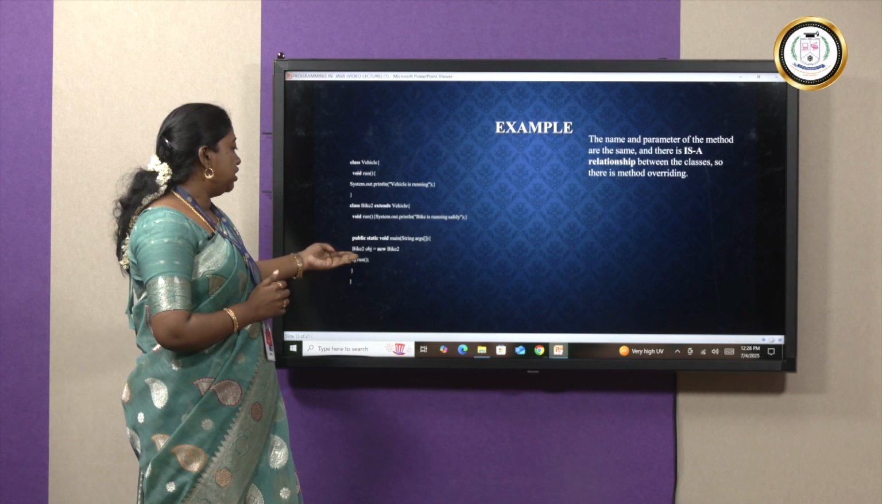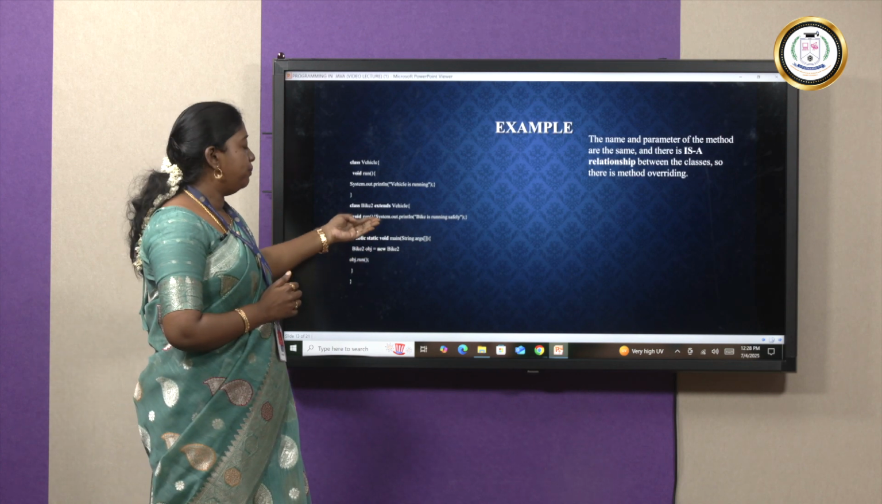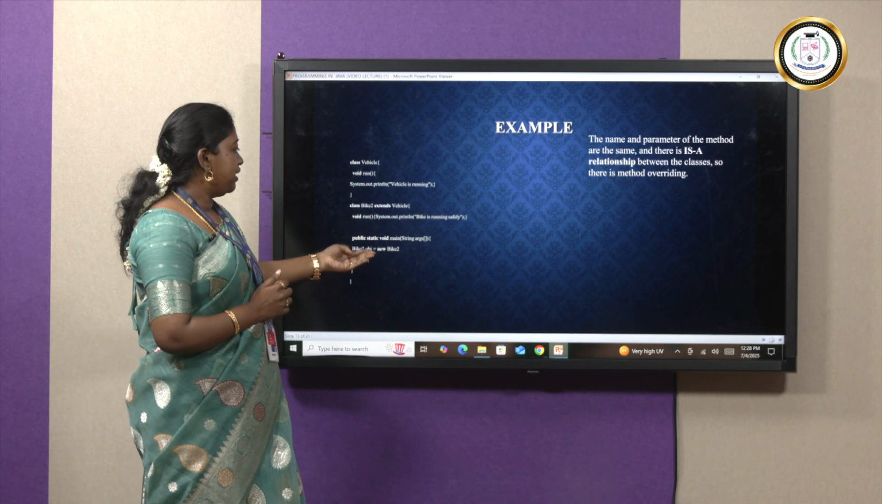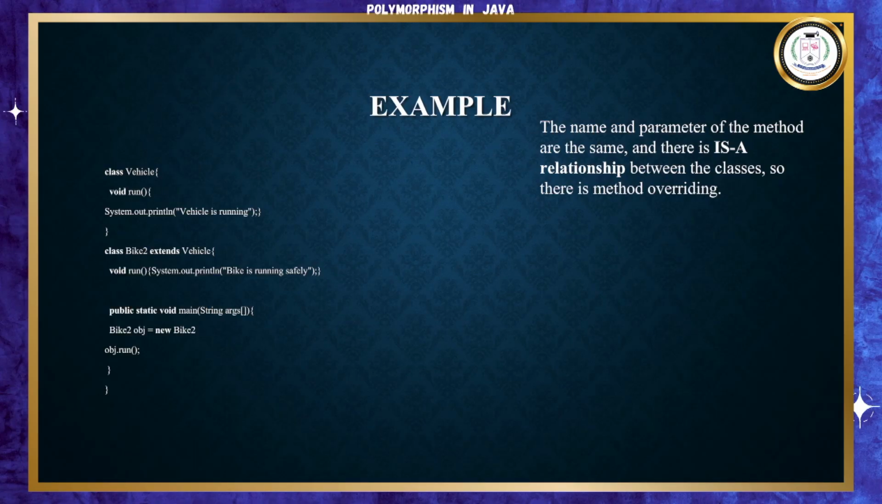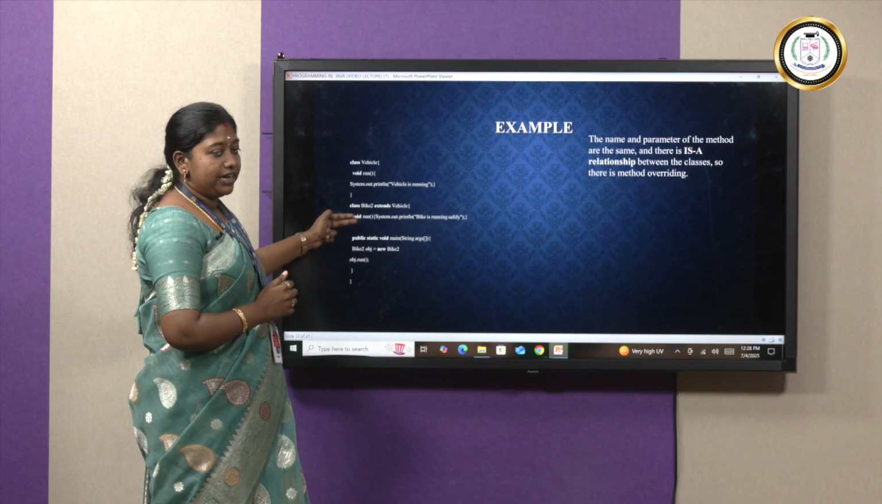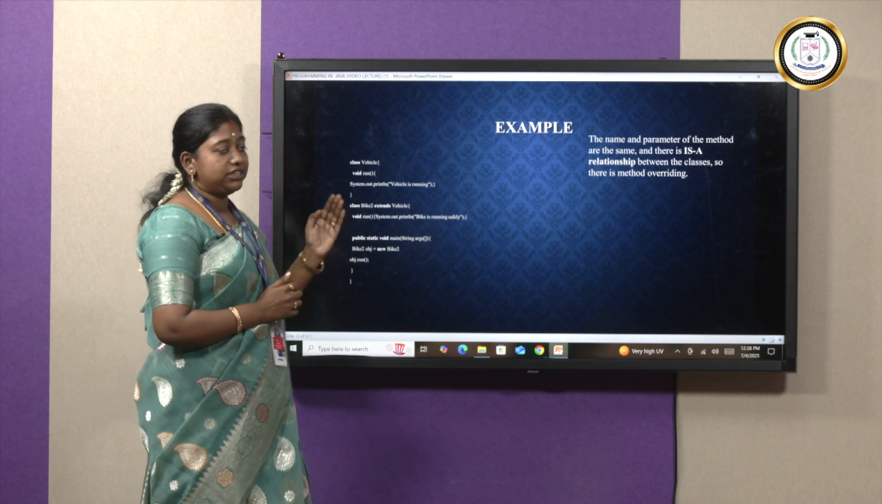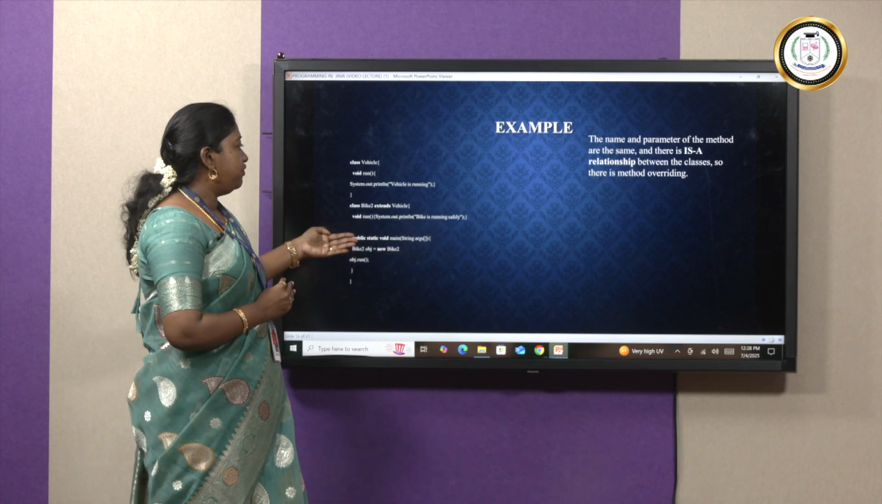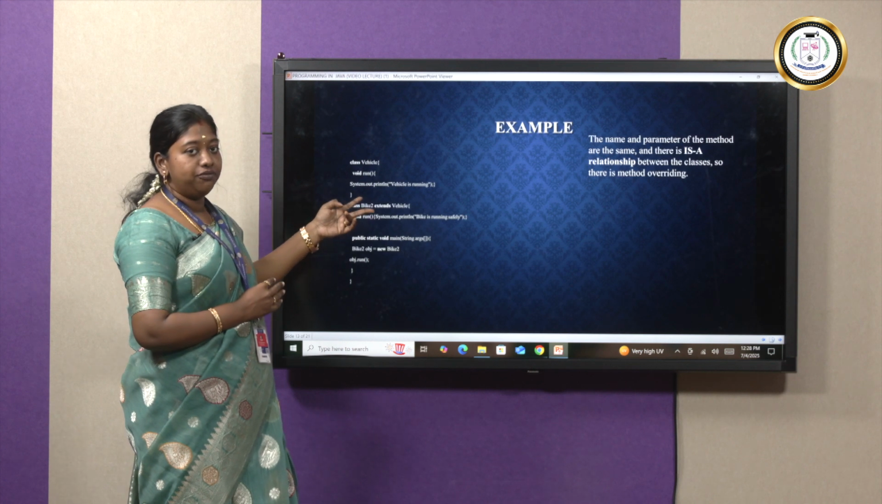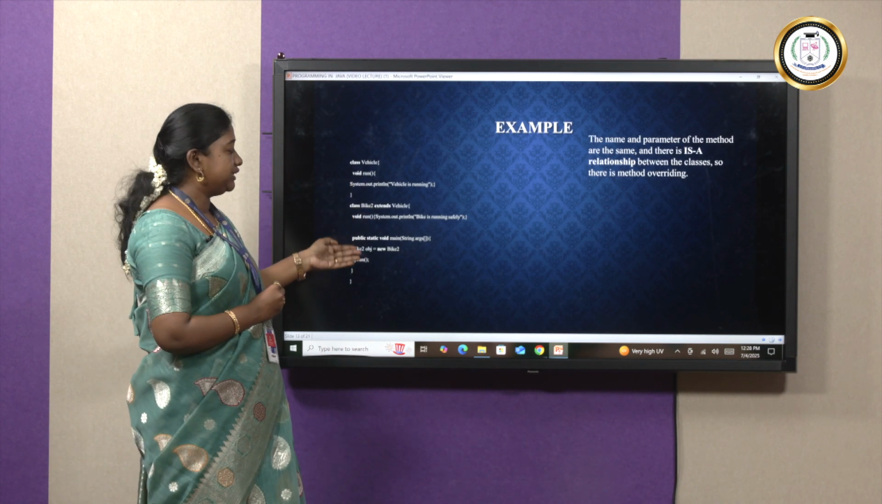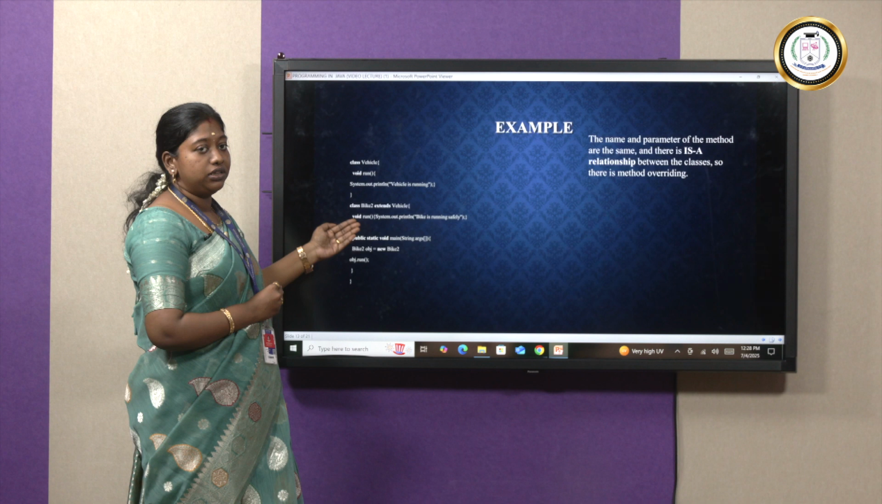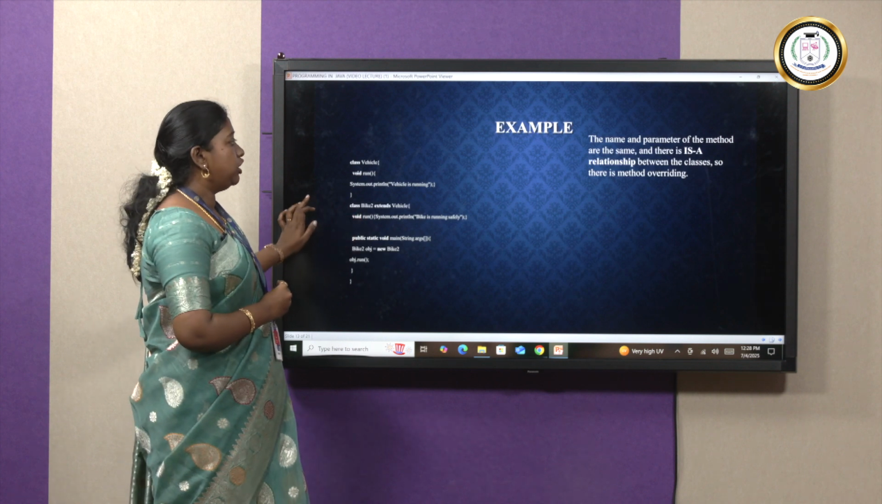Here the object is created only for Bike. What will the output be? Here the object is accessing the run method. There are two run methods, one in the parent class and one in the child class. So what is the definition of method overriding? The same function name appears in the parent class as well as the child class, and the same function name is accessed. So this is method overriding.